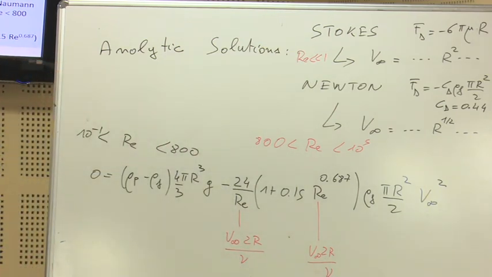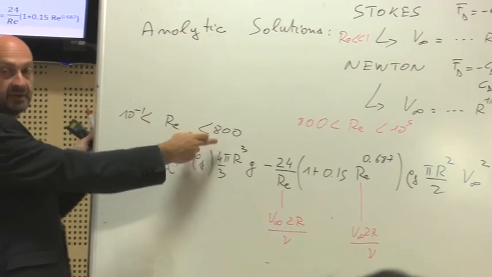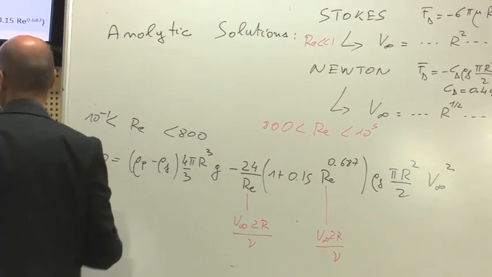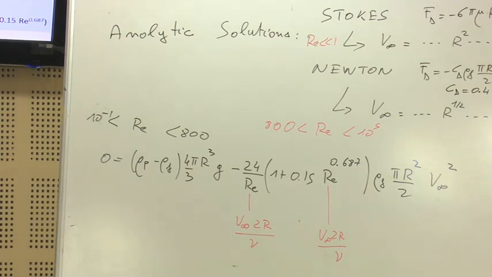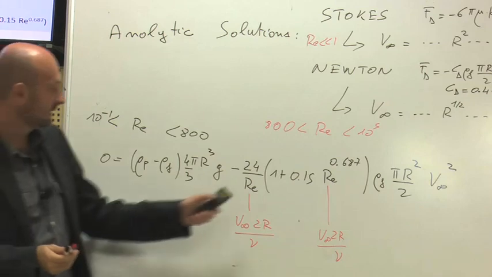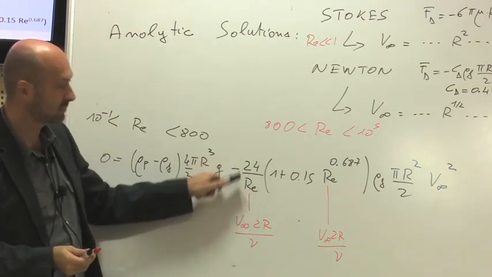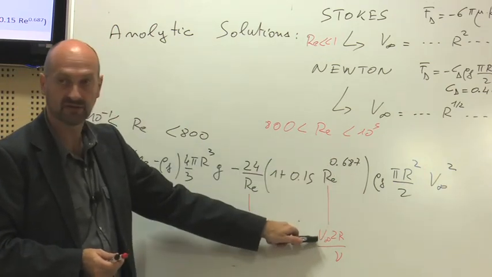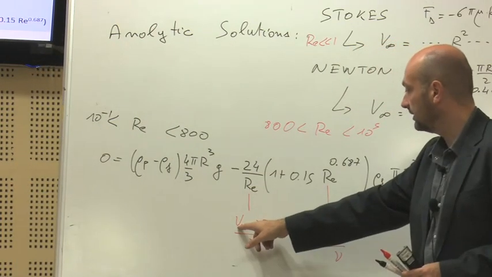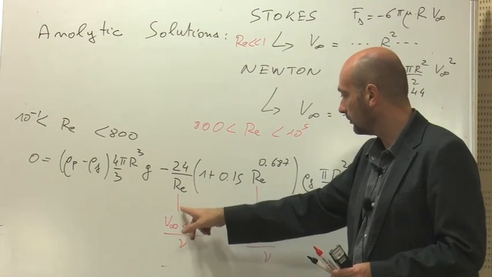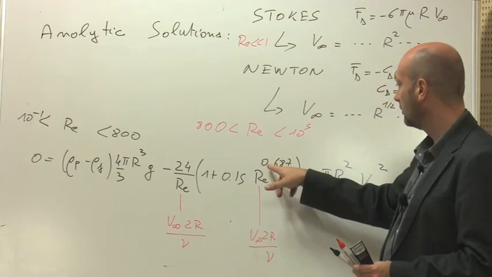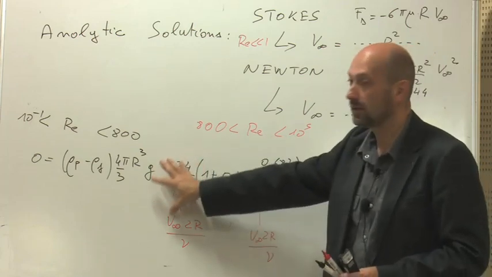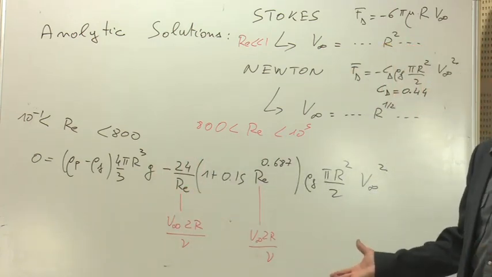So if you write the momentum balance in that regime, you have buoyancy, you have the drag, and the drag coefficient, now you have to plug in this correlation. You see that in this correlation, you have the Reynolds number, 24 over the Reynolds number, this is the Stokes, but you have also 1 plus Reynolds to the power of something. And within the Reynolds, you have V infinite. So here, you have V infinite to the power minus 1. Here, you have V infinite to the power 0.687. And here, you have V infinite to the power 2. So you cannot extract V infinite analytically. There's no analytic solution for that.